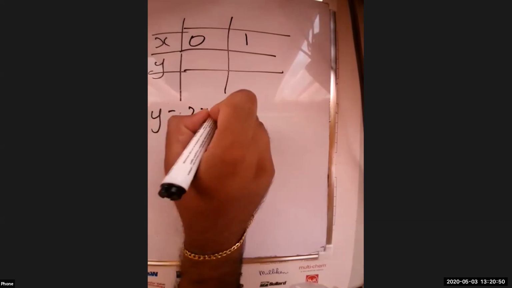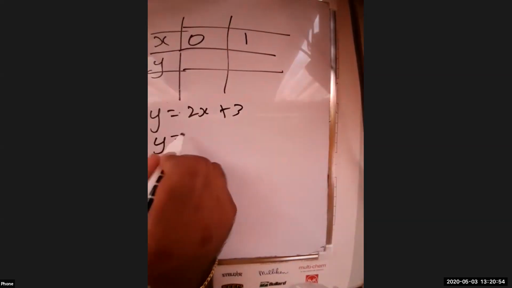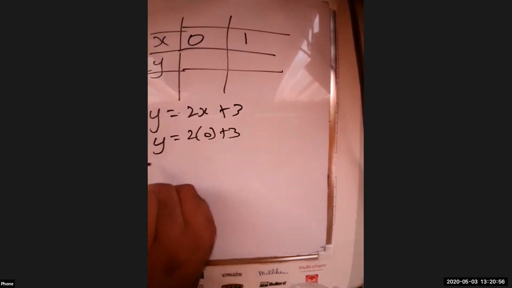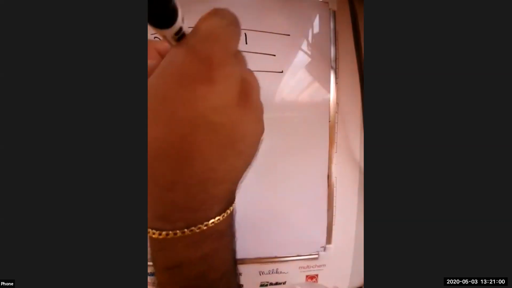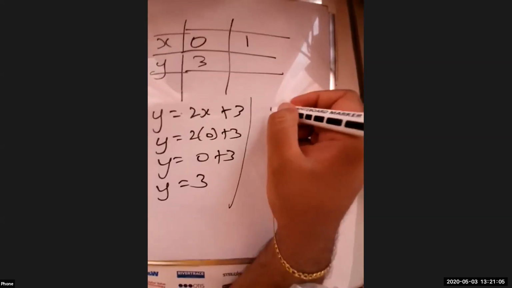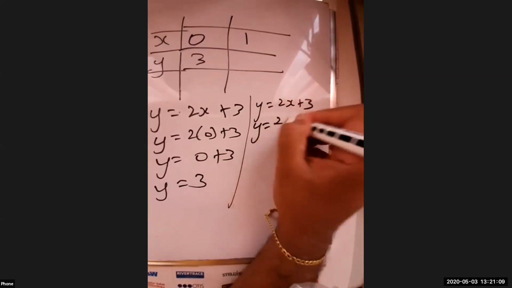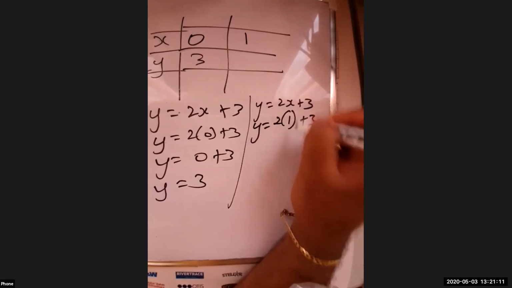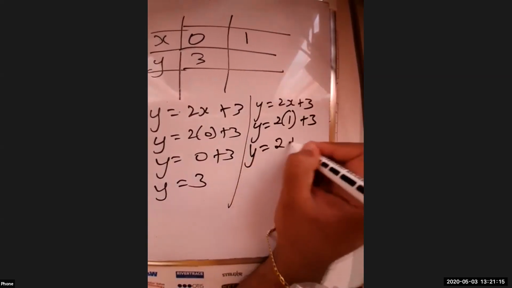Okay, so y is equal to 2x plus 3. When x is 0, y is equal to 2 into 0 plus 3. y is equal to 0 plus 3. y is equal to 3. So 3 goes here. Next one, when x is equal to 1, y is equal to 2x plus 3. y is equal to 2 into 1 plus 3, because the value of x in this case is 1. So y is equal to 2 plus 3.